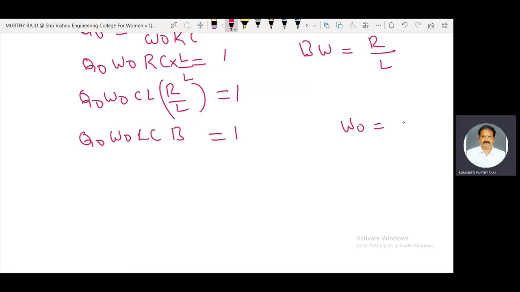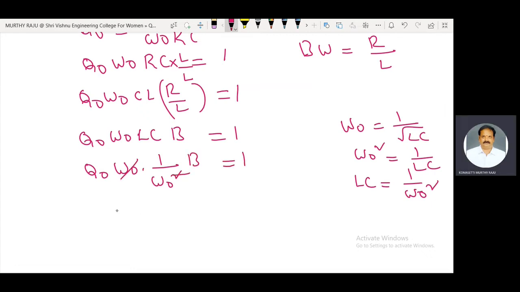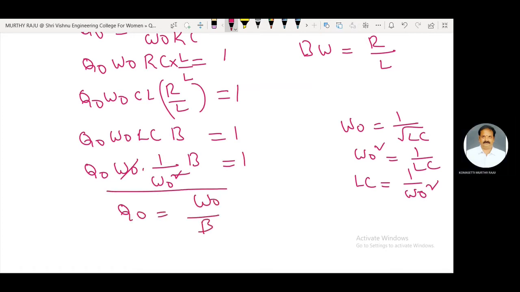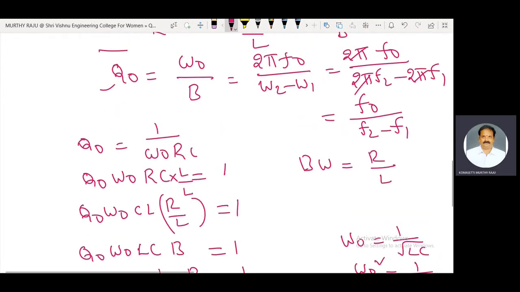We know that omega naught is equal to 1 by root LC. Omega naught square is equal to 1 by LC, so LC is equal to 1 by omega naught square. Substitute LC equal to 1 by omega naught square: omega naught into 1 by omega naught square. Omega is cancelled. Therefore, Q is equal to omega naught by B. In both cases, the quality factor is equal to the ratio of resonance frequency to the bandwidth of the circuit.